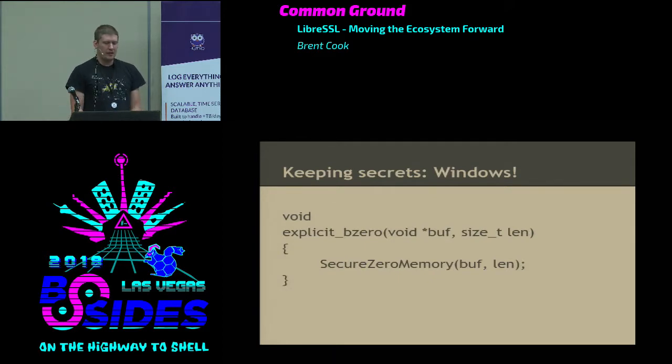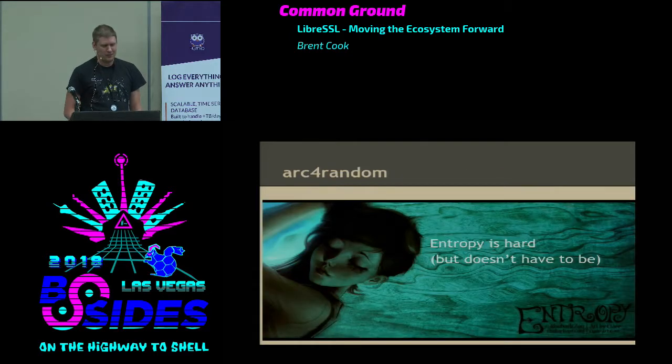Something funny to note is that if you do this on Windows, it works perfectly and has for like a decade because they had a secure zero memory function for a long time. They recognized this as a problem. And so when we added explicit_bzero, porting it to Windows was a piece of cake. And you'll find this is actually a continuing theme in the Windows thing.